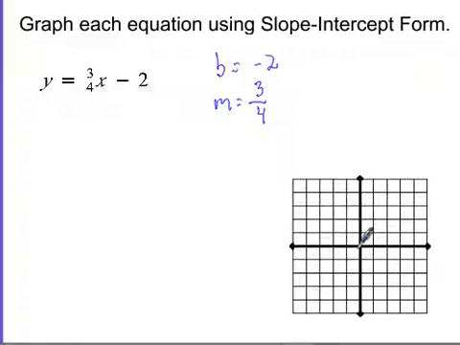So the y-intercept is -2, so start at the origin, go down 2 on the y-axis. The line has to cross that point. And then we'll go up 1, 2, 3, over 1, 2, 3, 4. That's a positive 3/4 slope, or we could go down 3 and left 4. That gives us the same slope.